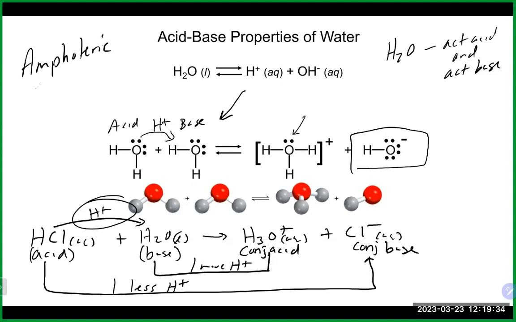So an amphoteric substance is a substance that can act as an acid or a base. So water is an example of that. It has the ability in certain cases to act as a base, and in certain cases the ability to act as an acid, and that is basically what the definition of amphoteric means. Any questions on that there?